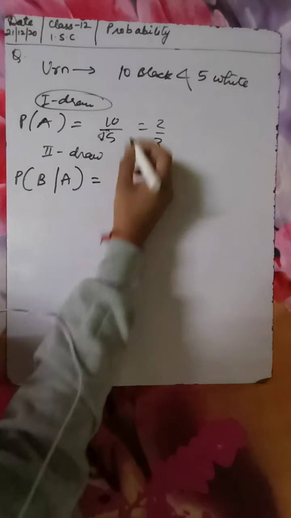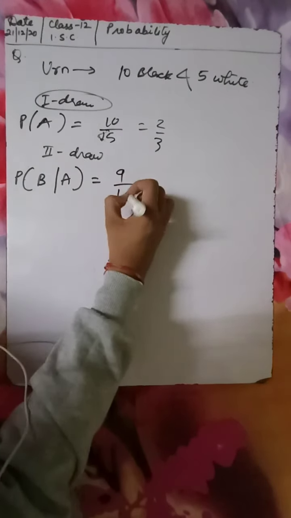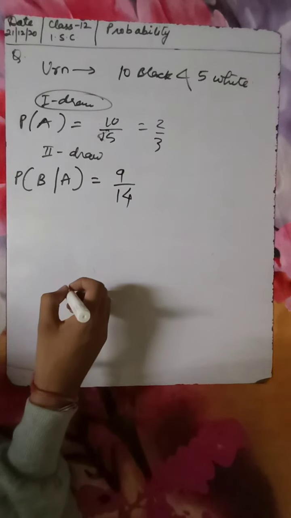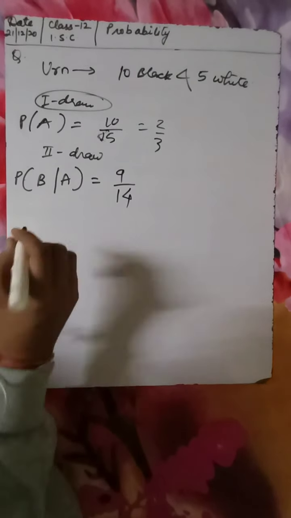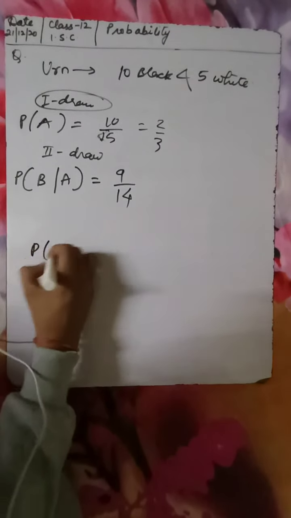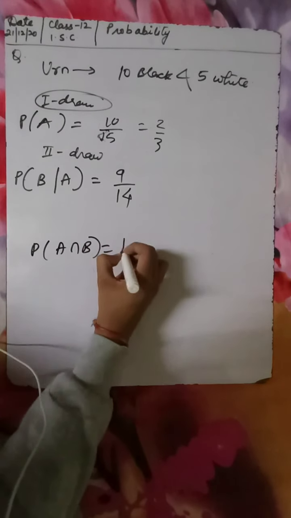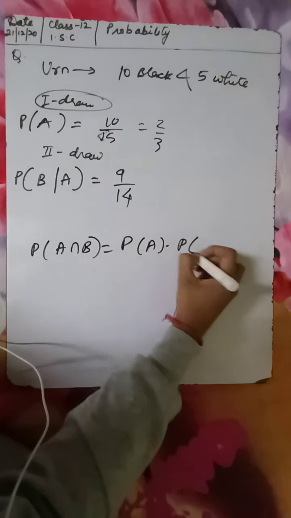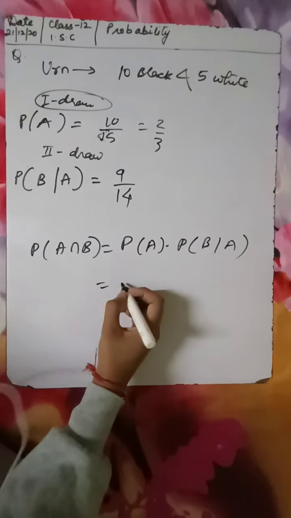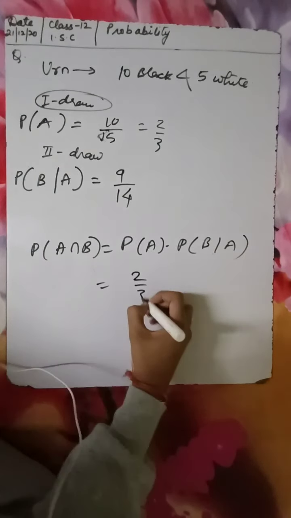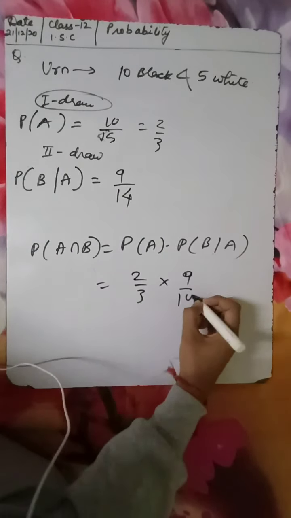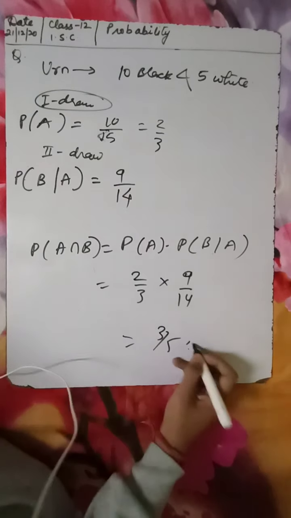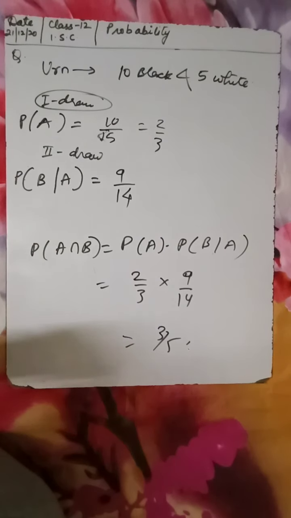So it will be the same, that is what we did, 9 by 14. Now, by the multiplication rule of probability, we have probability of A intersection B, which is probability of A into probability of B given A. So that is 2 by 3 into 9 by 14, and finally you will get 3 by 5. So you can understand it in such a way.